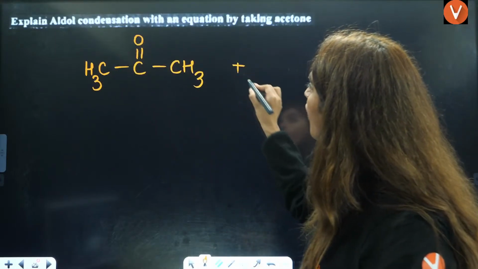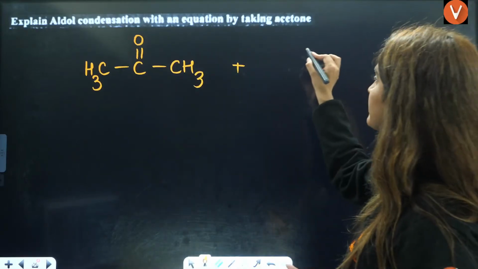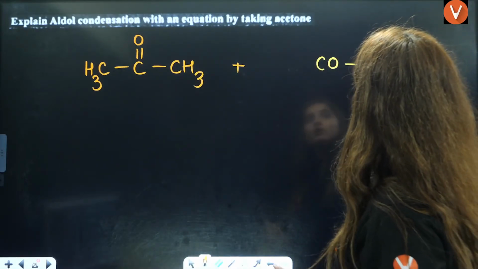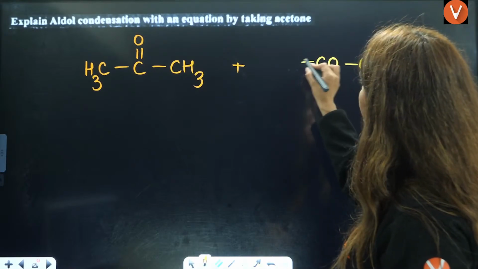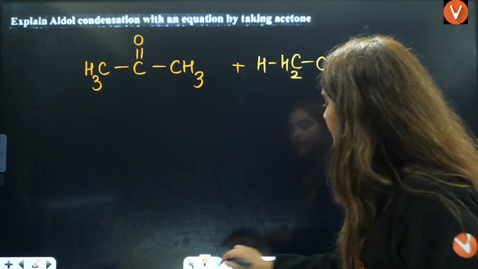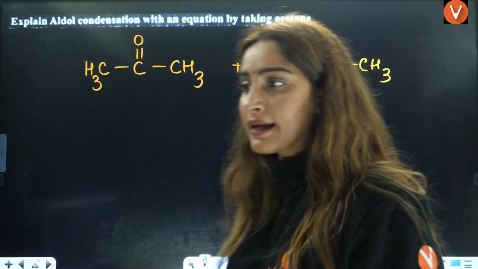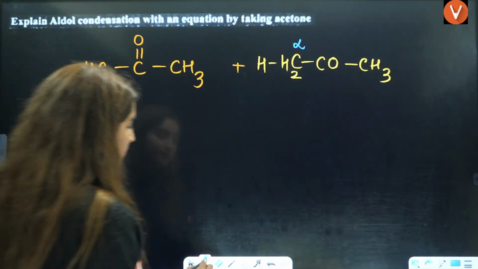For the other molecule, expand the alpha hydrogen. That is, this will be CO, this is CH3, this is CH2, and this is H. Right? This is the alpha hydrogen here.